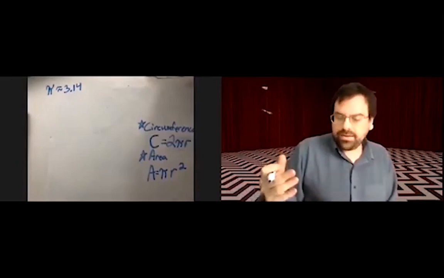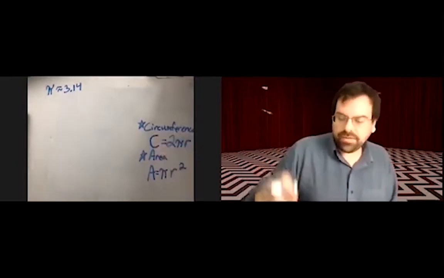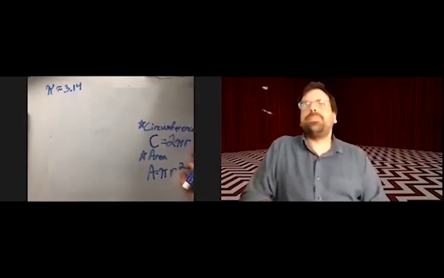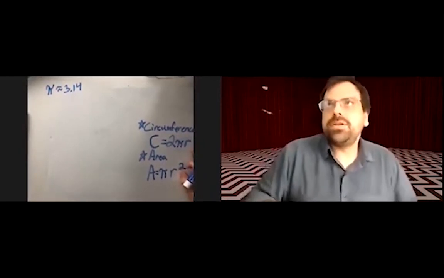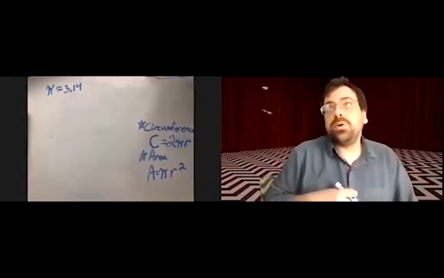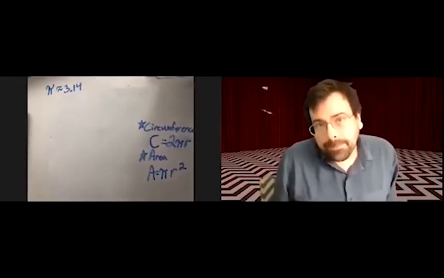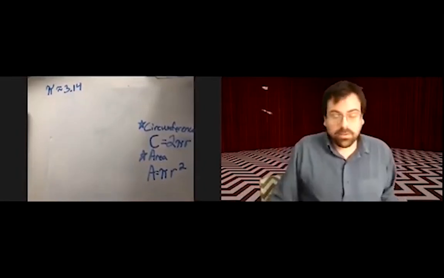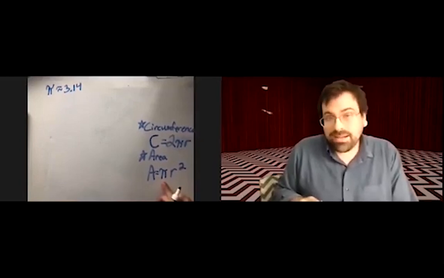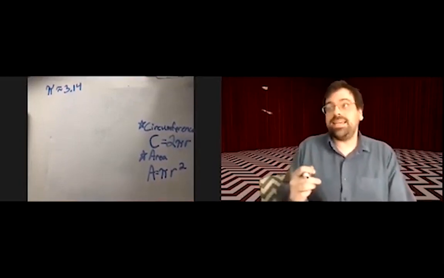And all you need to solve either of them is a radius measure. If you have the radius measure, you can find an approximation by using 3.14 for pi. Or you can just keep pi and get an exact answer, right?